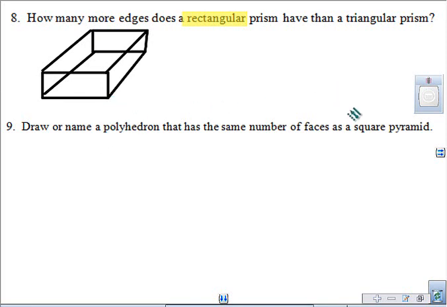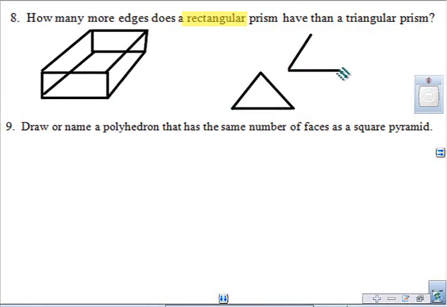Now a triangular prism has a triangle base. So you would draw yourself a triangle and a second congruent one and connect those vertices. So there are the two shapes that they're referring to. A lot of people, it helps to have a visual.